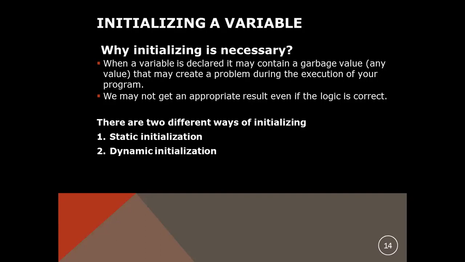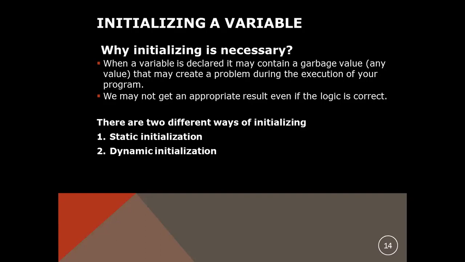Suppose, for example, I have a line like sum is equal to a plus b. Before writing sum is equal to a plus b, we used to write sum is equal to 0. Now, why are we assigning 0 to the variable sum? The reason is, if we don't assign a value, any garbage value or any value can come and sit in that variable sum, and ultimately we may not get an appropriate result even if the logic is correct. So initializing a variable is necessary so that we don't get a wrong output because of garbage value.